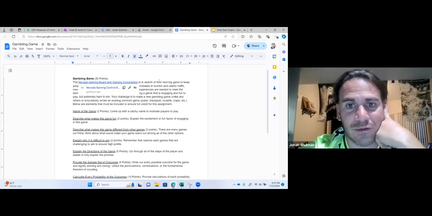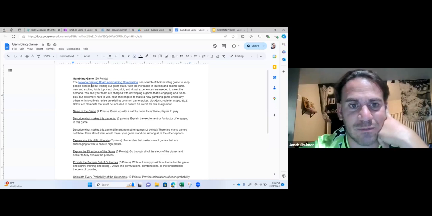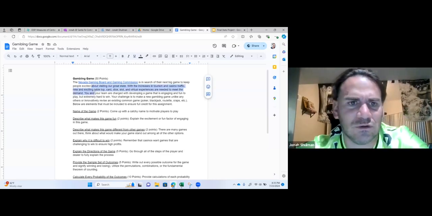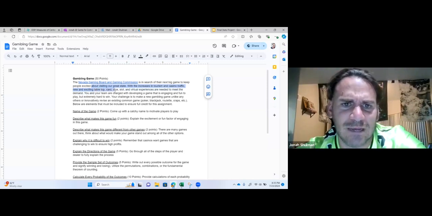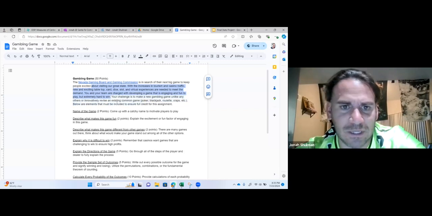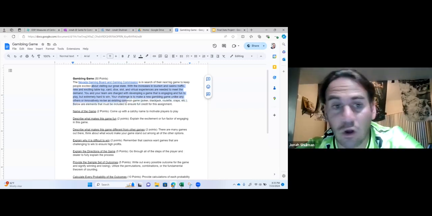So then they wanted to search their next game to keep people excited about visiting our great state. With increases in tourism traffic, new and exciting tabletop card, dice, slot, or virtual games are needed to meet the demands. You and your team are charged with developing a game that is engaging and fun to play, but extremely hard to win. So they want to make a new game, unlike others, or revise a current game. So it's got to be fun but hard.